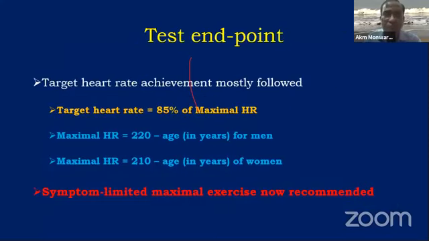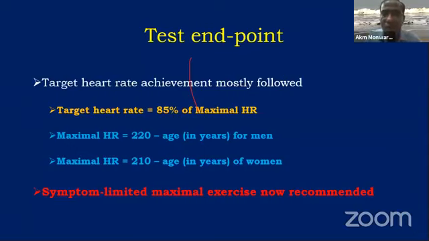When to stop the test, or what are the test endpoints? The most popular endpoint is based on the target heart rate achievement. There are two nomenclatures. One is target heart rate, another one is maximal heart rate. Target heart rate means 85% of the maximal heart rate of an individual patient, and this is true for male as well as for female. To count the target heart rate, at first you have to know the maximal heart rate. The formula applied to calculate the maximum heart rate is 220 minus age in years for men, and 210 minus age in years for women.